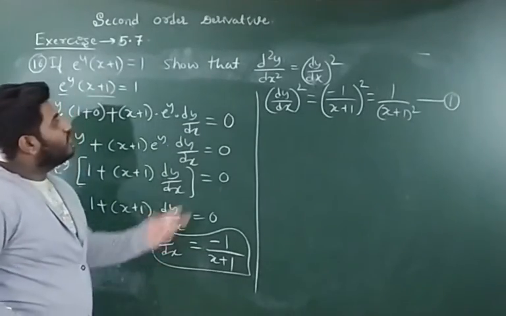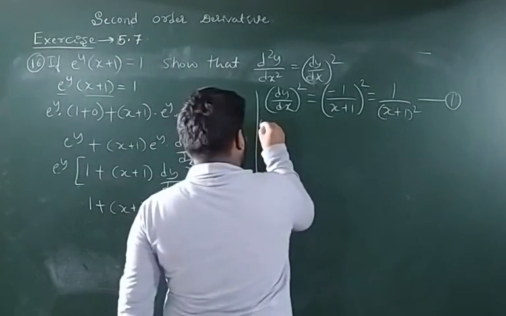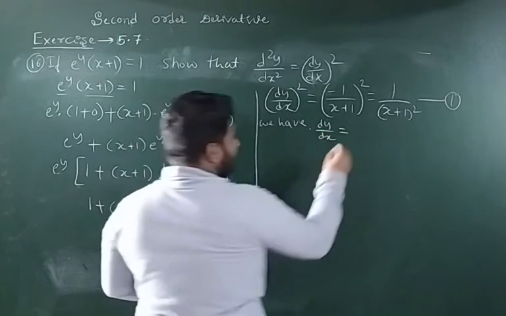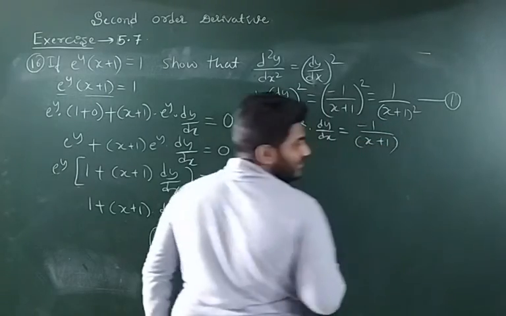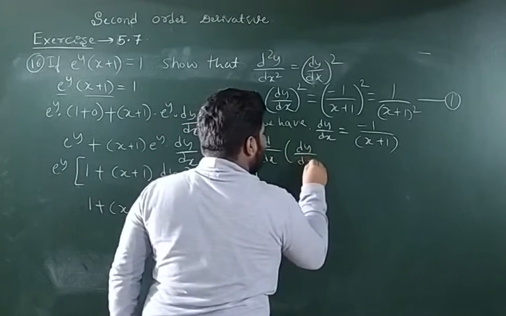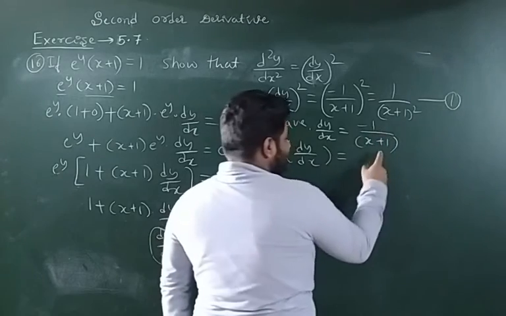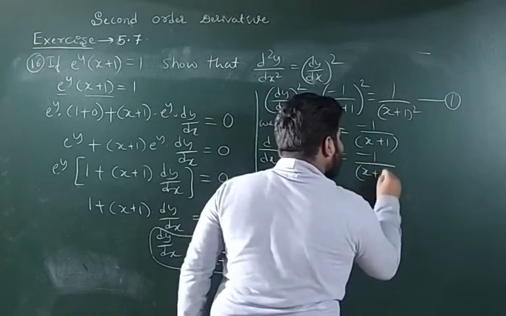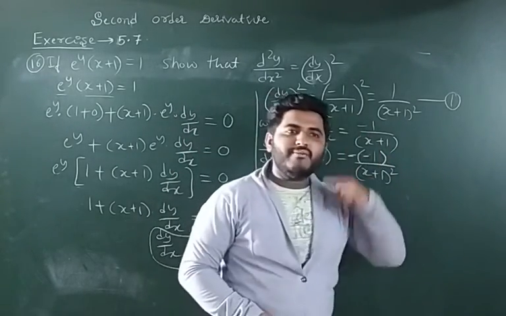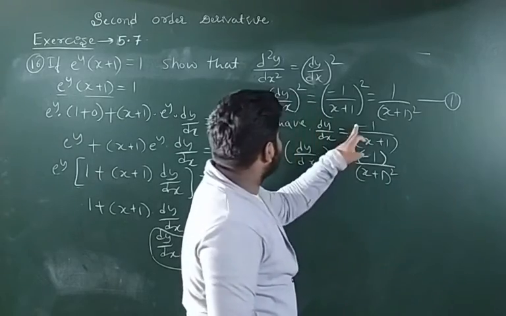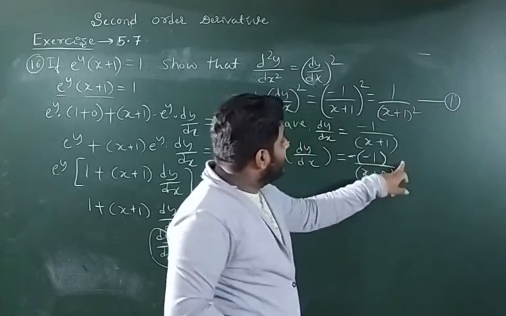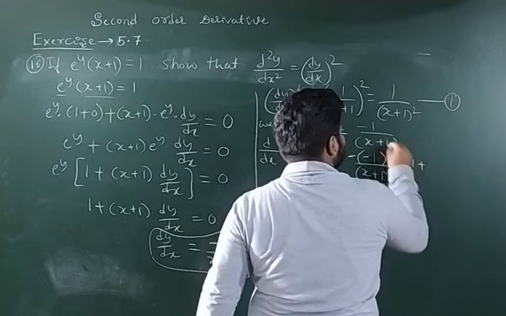Now dy by dx is there. We have to find out d square y by dx square. What do we have? We have dy by dx equal to minus 1 divided by (x plus 1). Calculate the differentiation of this one. Nothing but d by dx of dy by dx equal to minus 1 by (x plus 1) whole square, from the derivative of 1 by x, which is minus 1 by x square. Already minus is there. Take this minus as it is. Differentiation of 1 by x is minus 1 by x square into differentiation of x plus 1, which is 1. Differentiation of 1 is 0.